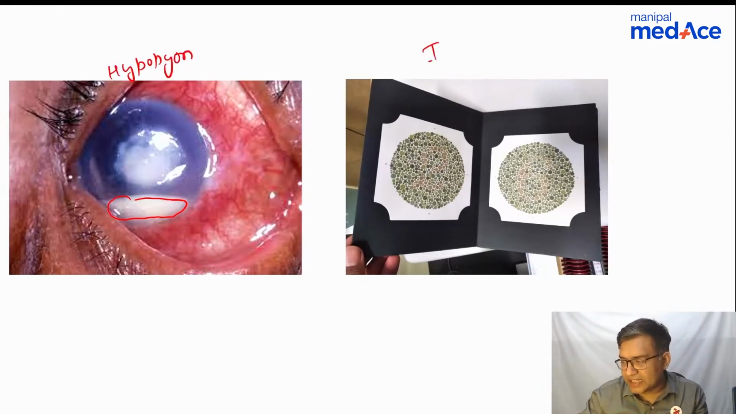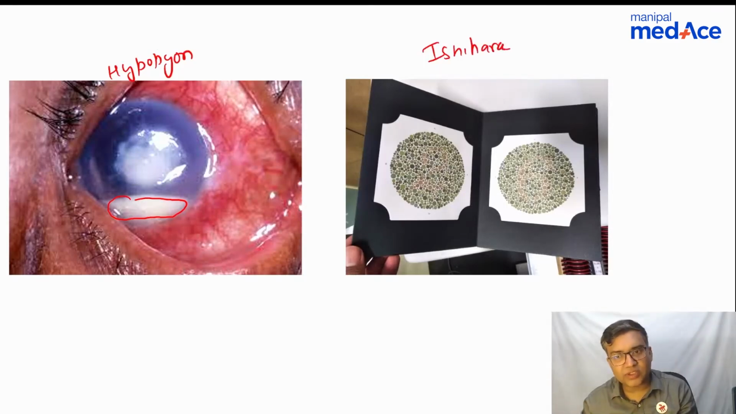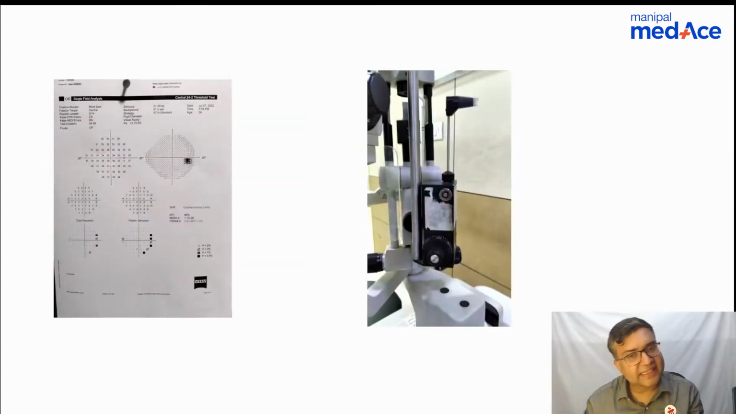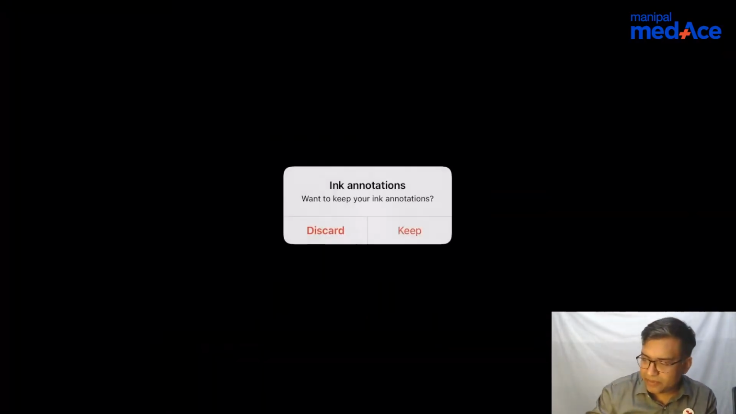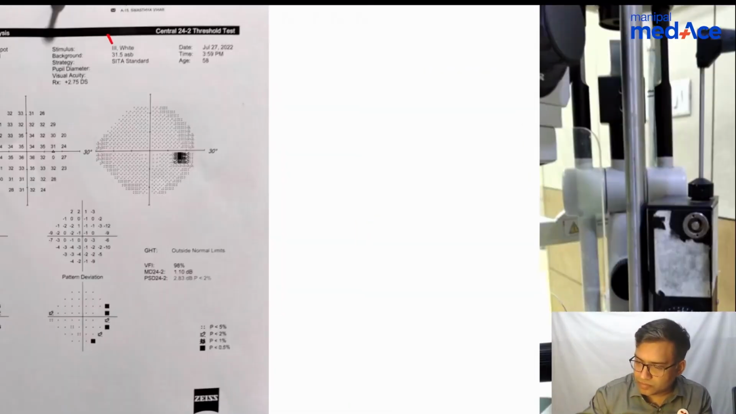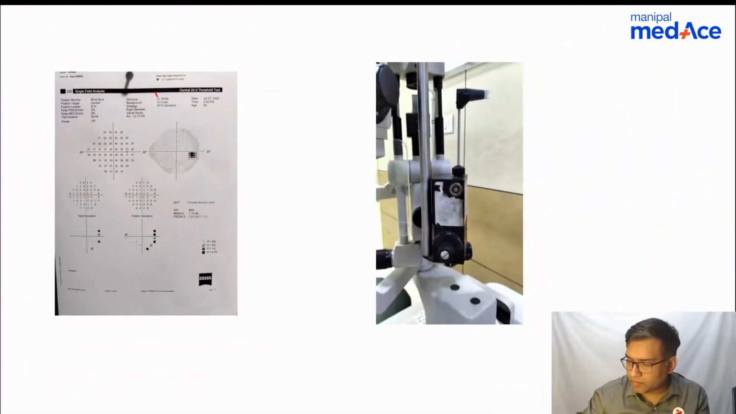This is the Ishihara chart. The Ishihara chart is basically used in patients where you want to detect red-green color blindness. Then this is perimetry. The type of perimetry is Humphrey visual fields. Here you can see the blind spot.